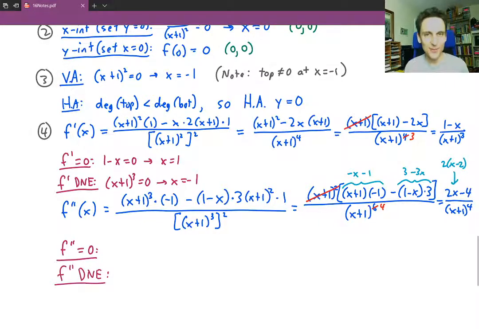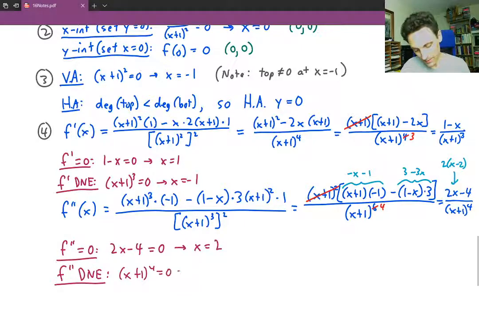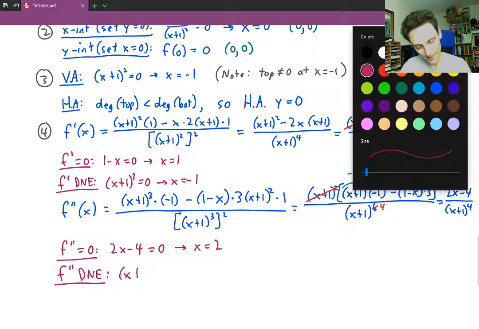So first we have to find where the second derivative is 0 and DNE. Well, the second derivative is going to be 0 when the top is 0, which happens at x equals 2, it looks like, and DNE when the bottom is 0, which happens at x equals negative 1.